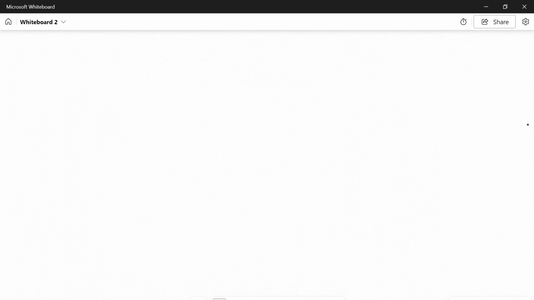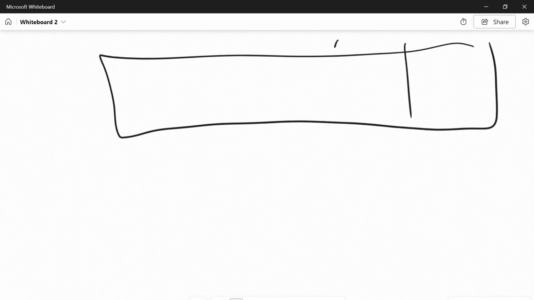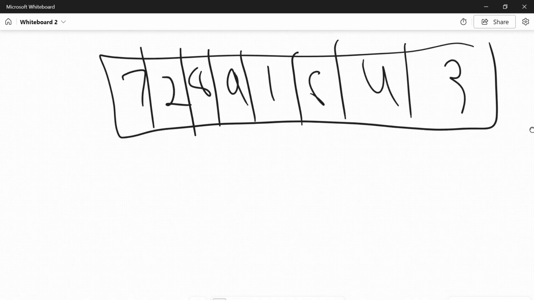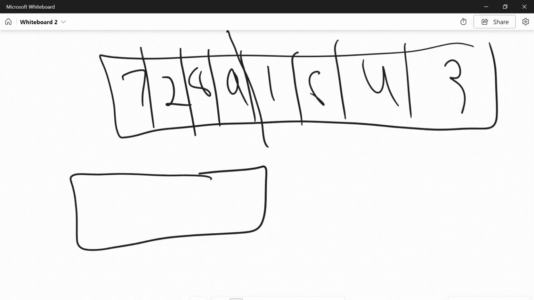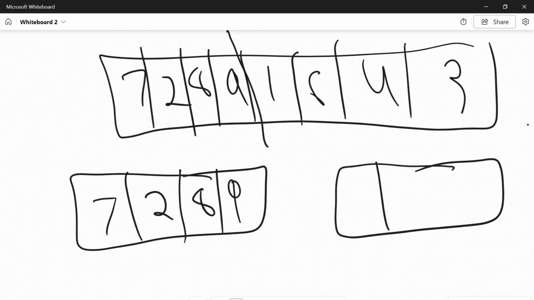So let's do a slightly more complicated one. Maybe not the full example. I'm just going to write down random numbers: 7, 2, 8, 9, 1, 6, 4, 3. Again, let's break down the list in half. So we have 4 here and 4 here, so it gets broken in half. So we go 7, 2, 8, 9. And then 1, 6, 4, 3 over here.